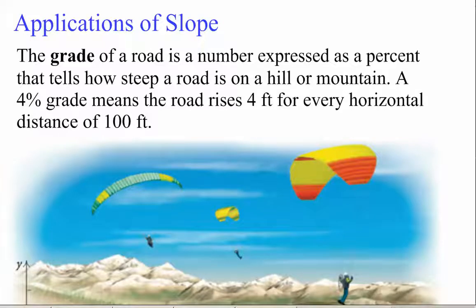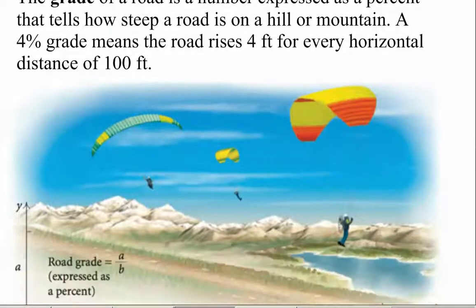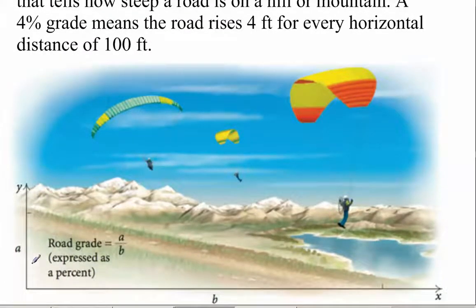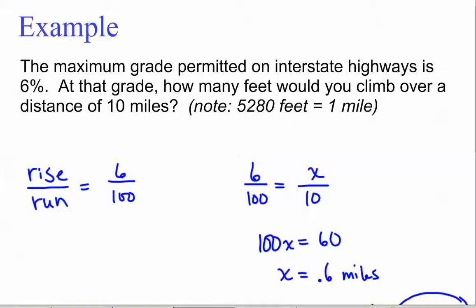Okay, we want to take a look at a couple applications for slope. One very common one is something called the grade of a road, and that's just the slope expressed as a percentage. So a 4% grade would mean that I would go up 4 feet for every 100 feet. So just up a little bit over a very long distance. Okay, let's use that in an example.